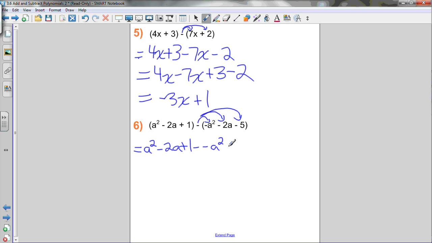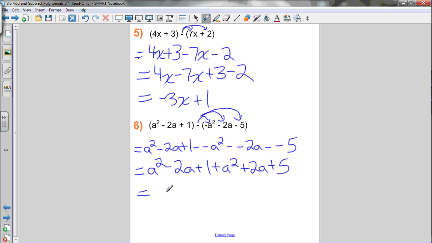I need to subtract the negative 2a, so minus negative 2a. I need to subtract the negative 5, minus negative 5. So now I'm going to simplify all the signs. You could have simplified in this line if you wanted, if you can see that. So a squared minus 2a plus 1. I have two minuses beside each other. Those simplify to a plus. Once again, two minuses beside each other simplify to a plus. And once again.